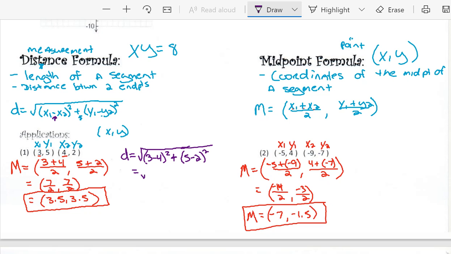Keep going. I deal with my parentheses now. 3 minus 4 is negative 1 squared. 5 minus 2 is 3 squared. A negative squared is always a positive, never a negative. So this becomes the square root of 1 plus 9. So 3 squared is 9. Then I go ahead and add those up. I end up with the square root of 10.